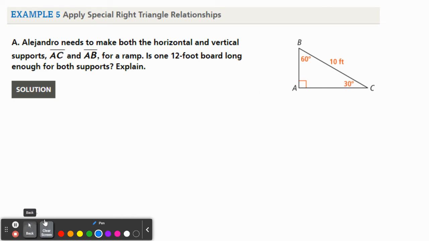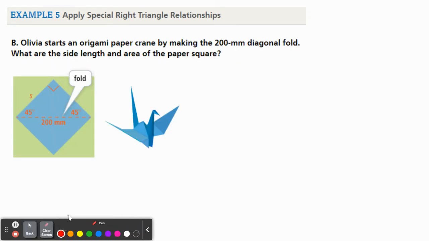Okay, last but not least here, we have Olivia starting an origami paper crane by making the 200 mm diagonal fold. What are the side lengths and area of the paper square? So if you notice here, this is a 45, 45, 90 triangle. It's a square. We should know that the square is a parallelogram, which is also a rhombus. We should know that the diagonal bisects a pair of opposite angles. Again, these are 90s, half of 90 is 45. So this is a 45, 45, 90 triangle, right?